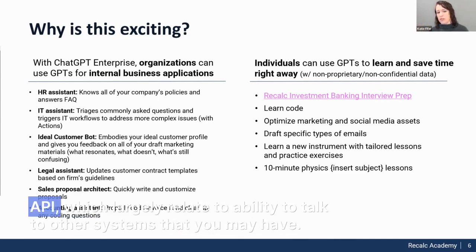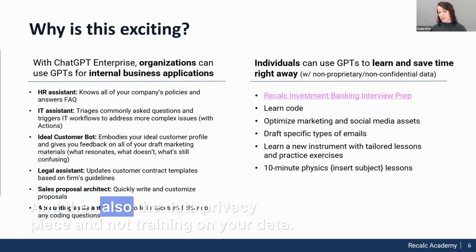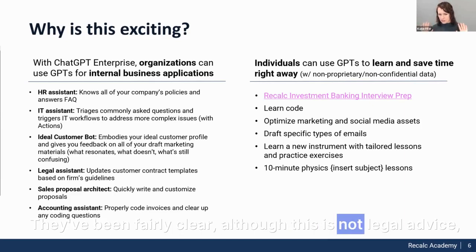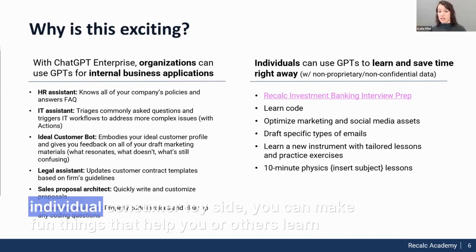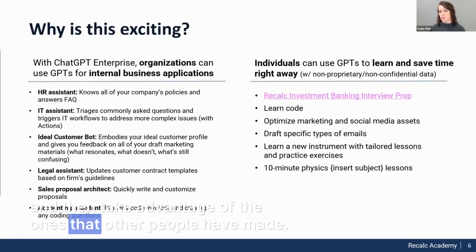And there are some reasons for using the API, which largely relate to the ability to talk to other systems that you may have, and then also the data privacy piece and not training on your data. They've been fairly clear, although this is not legal advice, that they don't use your data if you're passing it through the API. On the individual consumer toy side, you can make fun things that help you or others learn, and then take advantage of the ones that other people have made.